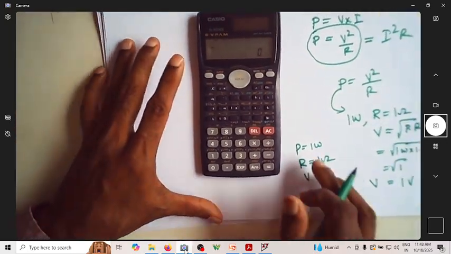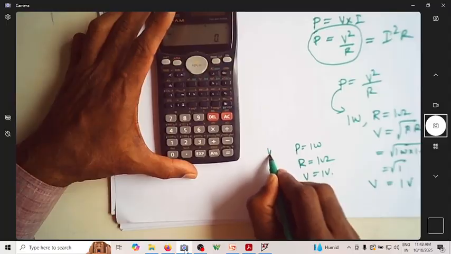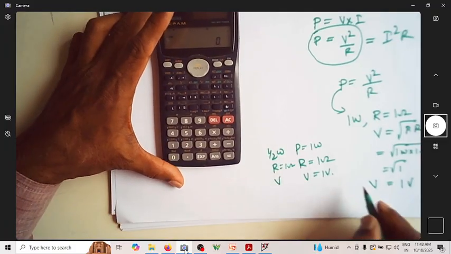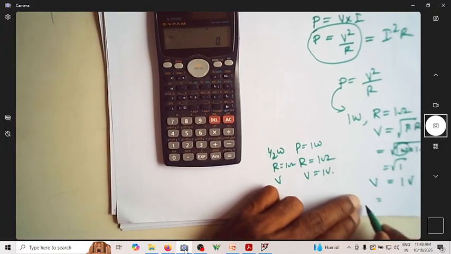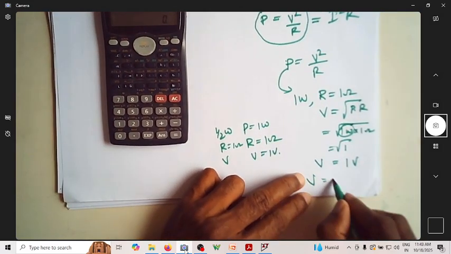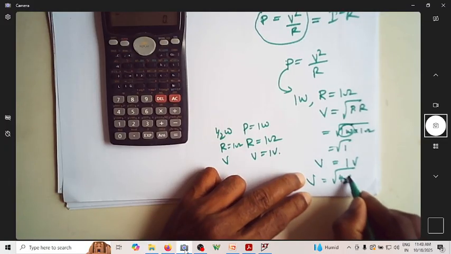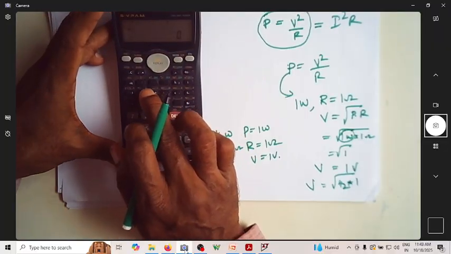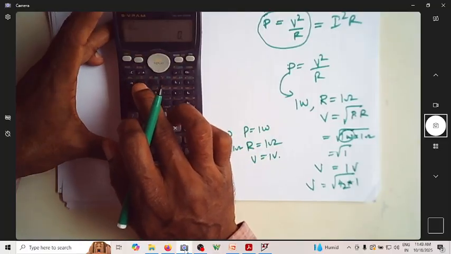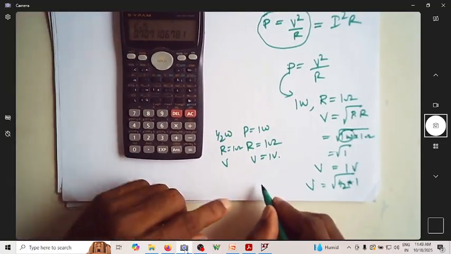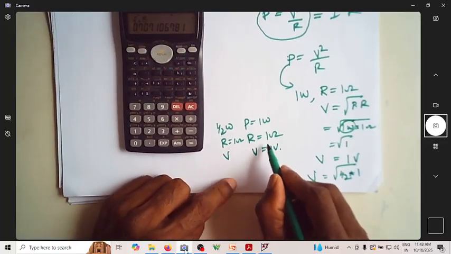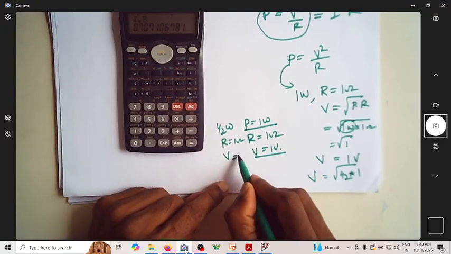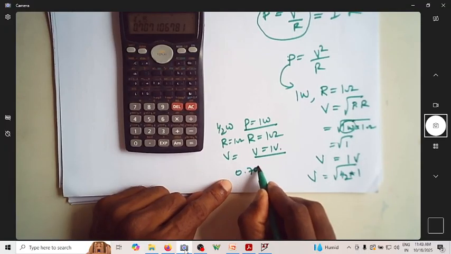Now let us see, if the power becomes half watt, what is the voltage for the same R equal to 1 ohm? I want to find the voltage for a half watt. Is it not root of half into 1? Root of 0.5 is 0.707. So when the power is 1 watt, the voltage is 1 volt. When the power becomes half watt, the corresponding voltage is 0.707 volt.